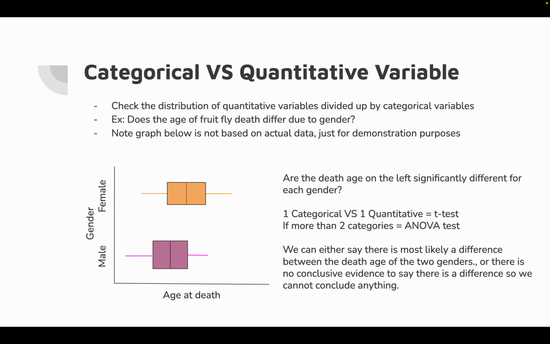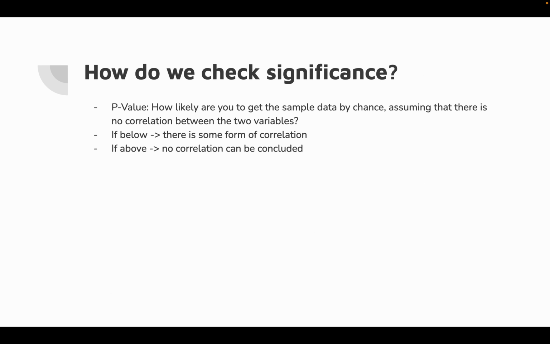Now, I've been talking about checking if there's a difference or not, but how exactly you go about concluding from these tests that there is or is not a difference is with a p-value. A p-value tells you how likely you are to get the sample data that you got by chance, assuming that there's no correlation or difference between the two variables.